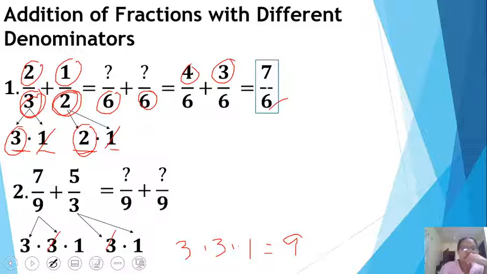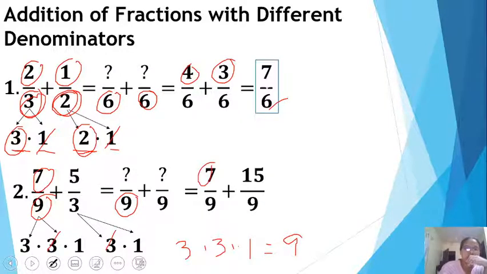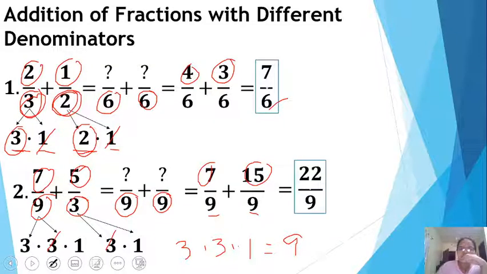And then what are the new numerators? Divide 9 by 9. That will give us 1 times 7. So that's 7 in here. Divide 9 by 3, that's 3 times 5, that is 15. Since they have the same denominator, copy the denominator, add the numerators. You cannot get the lowest term because this is already the simplified answer.